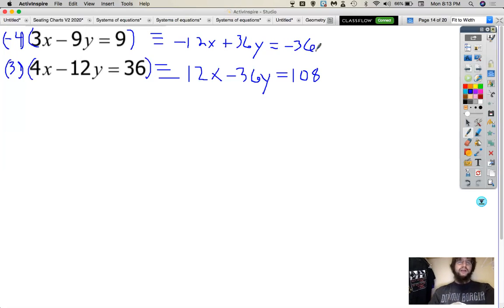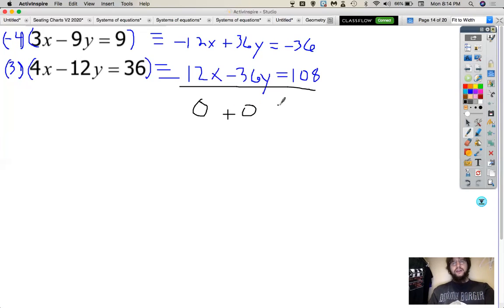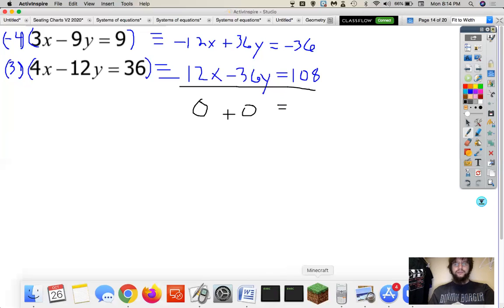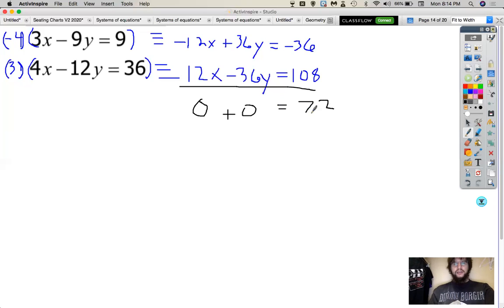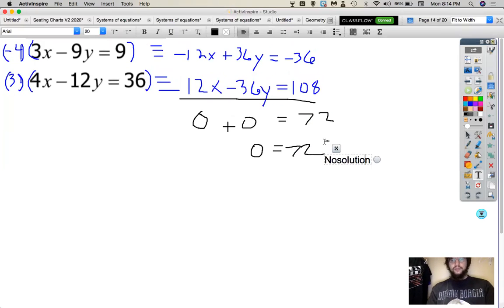Okay. Wasn't planning on having one of these right away, but okay. Let's see what happens. Combine those, I get 0. Combine those, I get 0. Combine those, I get something that's not 0. It's like what, 72? Yeah. So I get 0 equals 72. No solution.